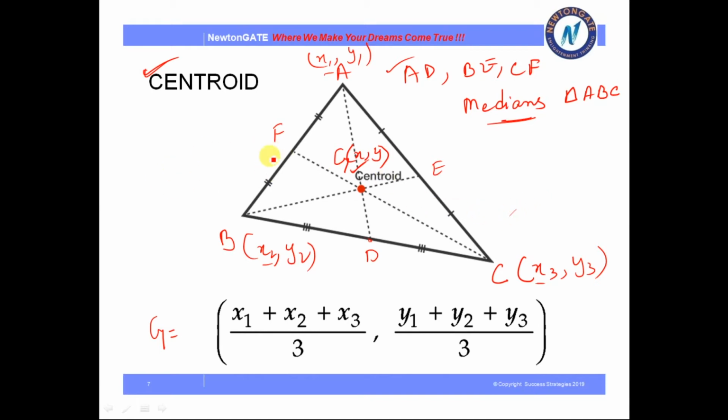So I hope what a centroid is, how we can say that this point is a centroid, and how we can find the coordinates of the centroid is clear. This is the formula you use, and a centroid is the intersection of the medians of a triangle. Let's see an example and it will be more clear.